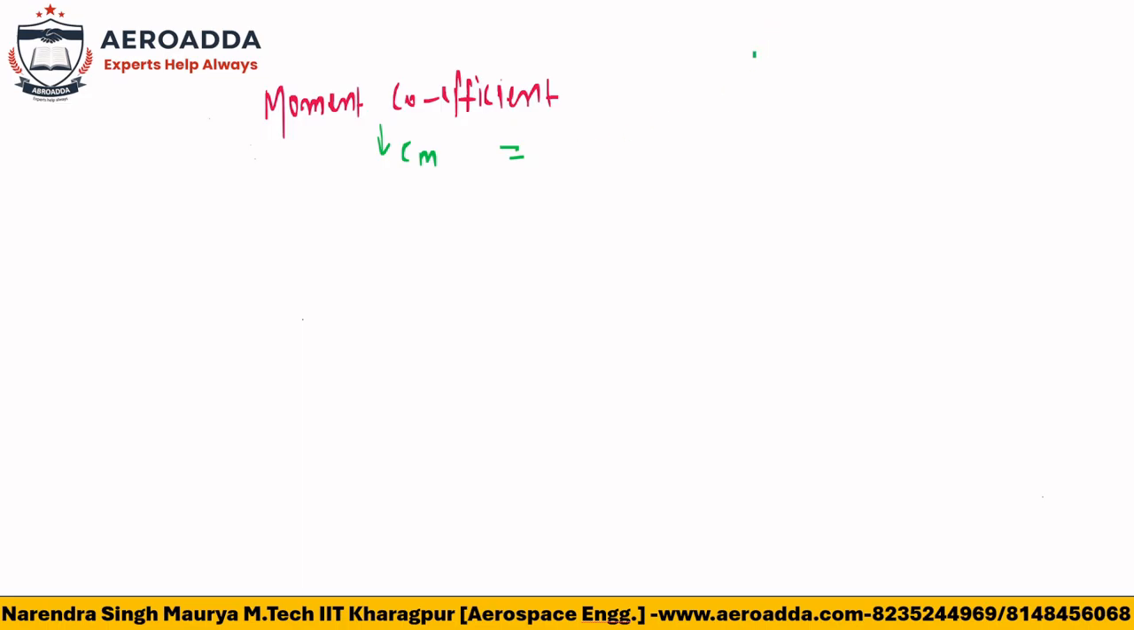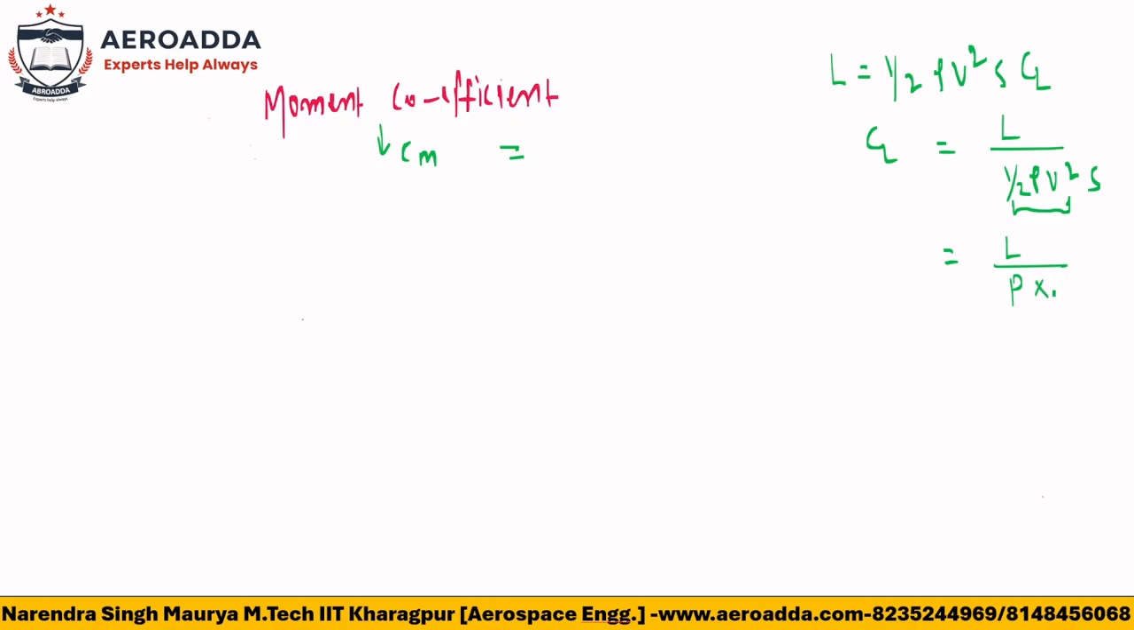So always, any coefficients, if you talk about the lift coefficient or drag coefficient, see the lift formula is what? 1 by 2 rho v square S, into CL. If I ask you what is the CL, so this L is nothing but 1 by 2 rho v square into S. If you check this, L divided by half rho v square, it is nothing but dynamic pressure. Half rho v square is the dynamic pressure P, into S, area.